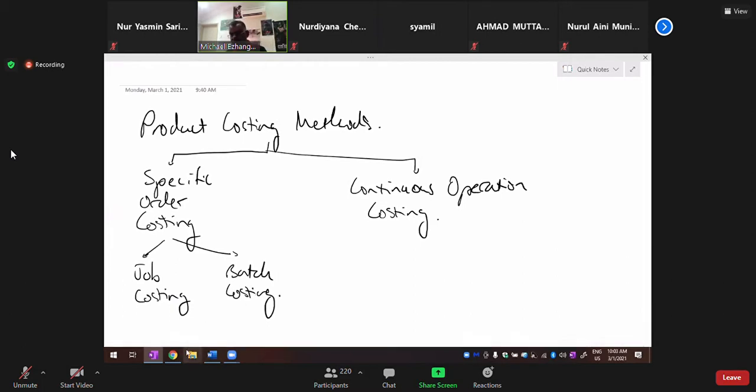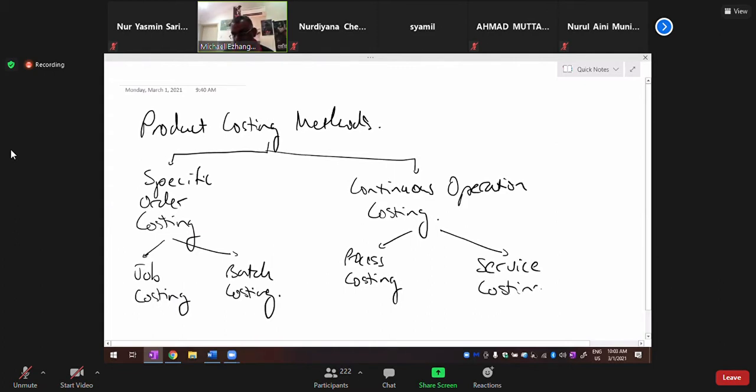All right, job and batch costing, I will explain this one by one. And continuous operation costing, we will look at process costing, something which I hope to start on when I see you on Wednesday, day after tomorrow. And of course, also service costing. Today, I'm going to cover job and batch costing, yeah? And then later on Wednesday, we will look at process costing, service costing, and later on next week, I will also be covering another topic called activity-based costing, all right?